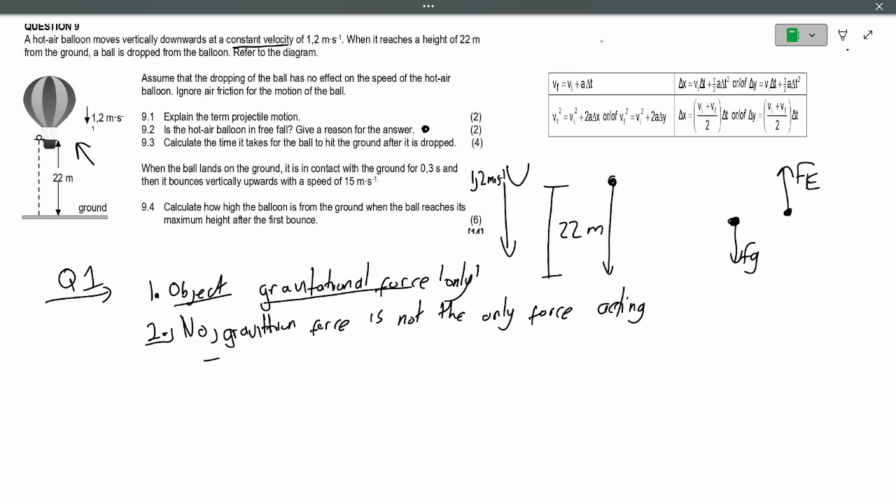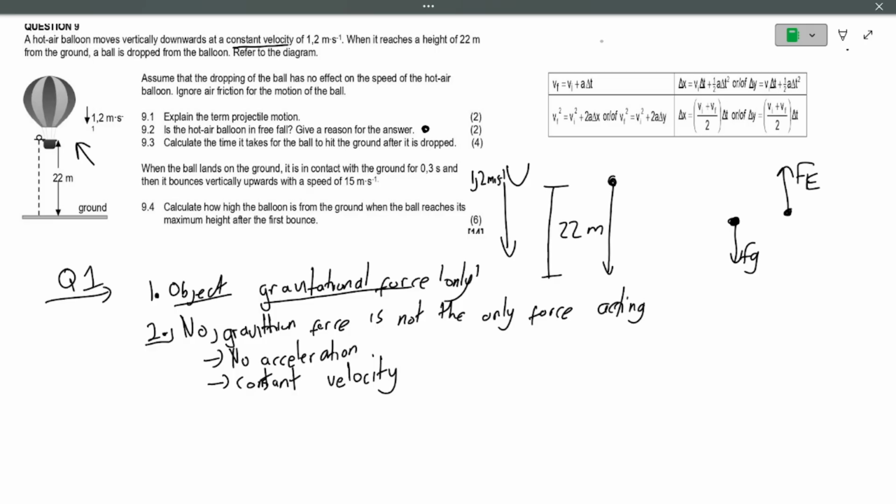So you can just say there is no acceleration, because always when there's gravitational force only, the object has to accelerate downwards, which causes the ball to increase speed as it goes down, because there's only one force acting there. But because on the hot air balloon there's another force, which is the force of the engine, it's no longer free fall: no acceleration, or constant velocity. So you can use any of these reasons.